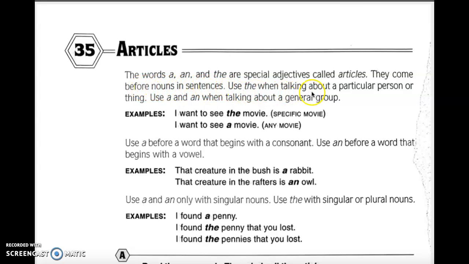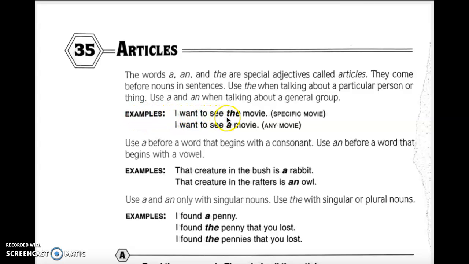Use the when you're talking about a particular person or thing. So that's when you use the, when we're talking about a specific person or thing. But sometimes we're not going to be very specific. And in that case, we're going to be using a or an when you're talking about a general group, a not specific group of people or things. Okay? So here are your examples.